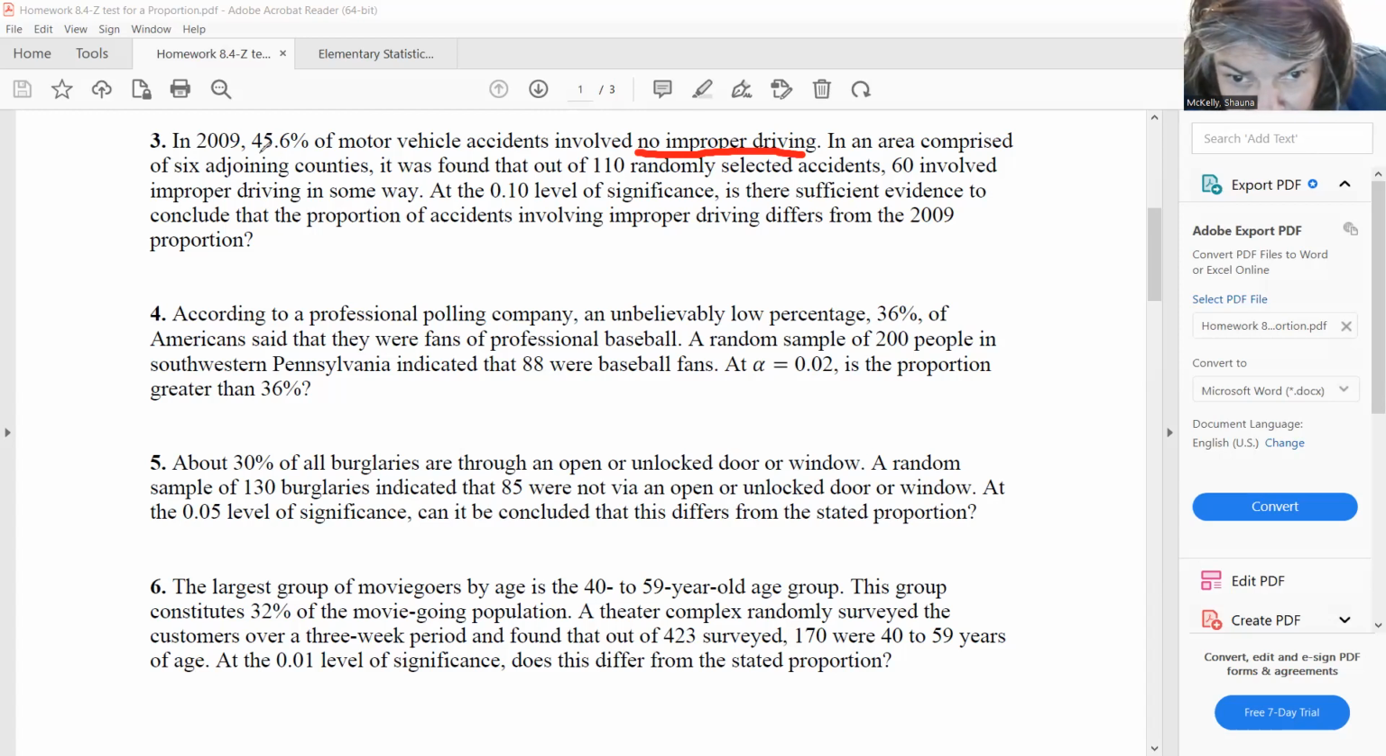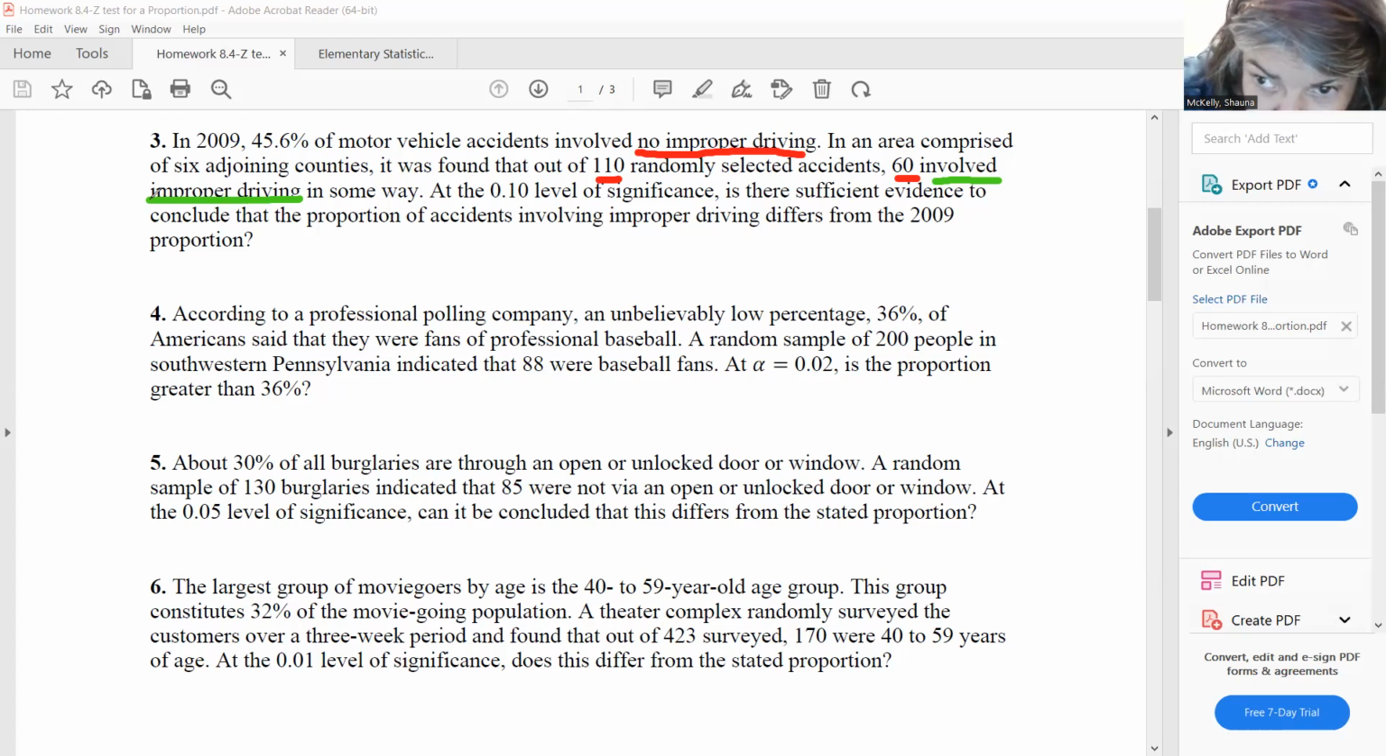In an area comprised of 6 adjoining counties, it was found that out of 110 randomly selected accidents, 60 involved improper driving. Be careful here. This is one of the few times we've seen this before. These are people who did not drive properly in some way.